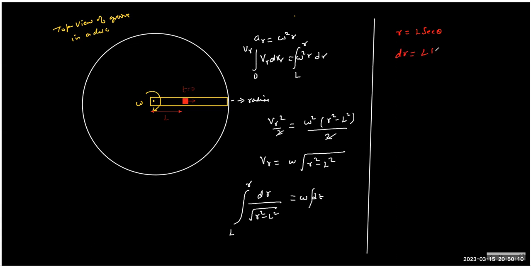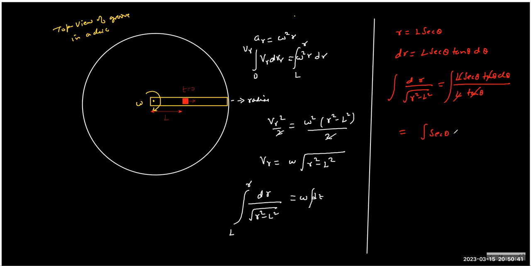So dr becomes L sec theta tan theta d theta, and therefore I can write it as upon, and this is L square, sec square minus one is tan square, so this is tan theta. And then what you get here is something interesting. It's sec theta d theta, and this integration is very famous. It is ln of sec theta plus tan theta.